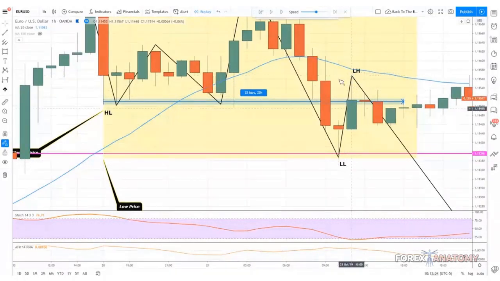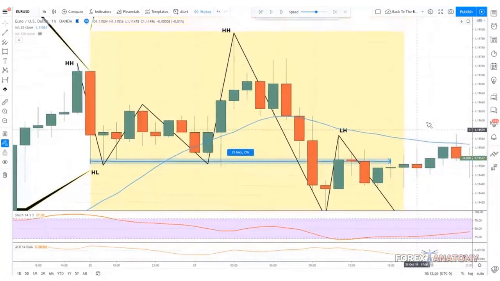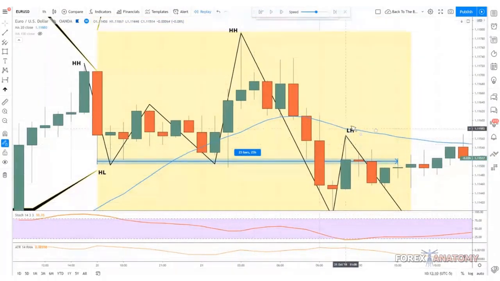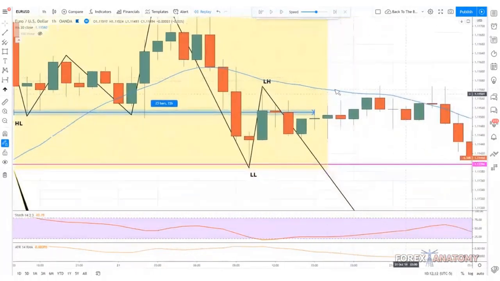Price went up, and it formed what we thought would be a lower high. And then right around here, you could have looked to sell. Somewhere around this area, you would have looked for your selling opportunity.